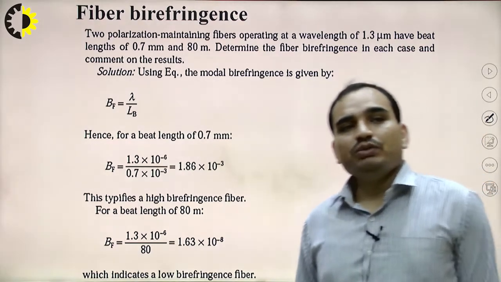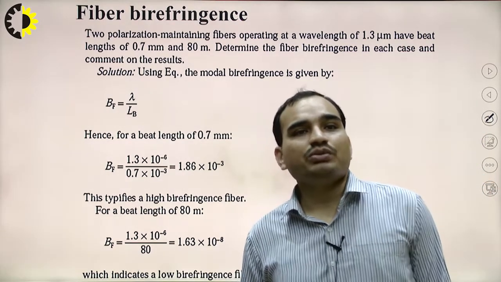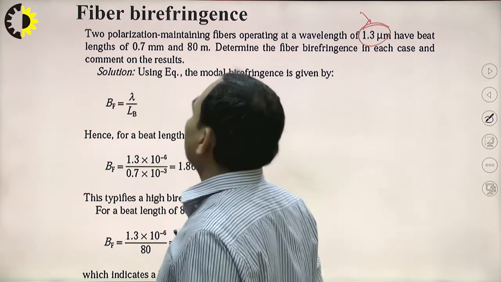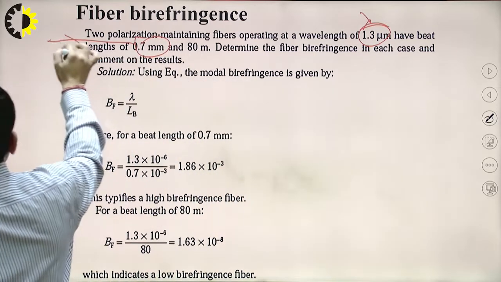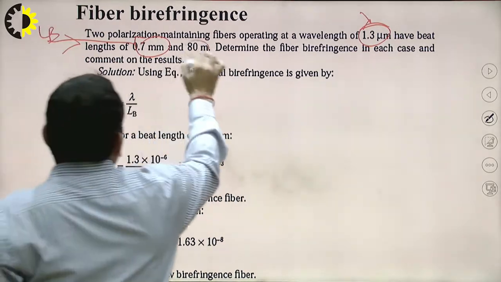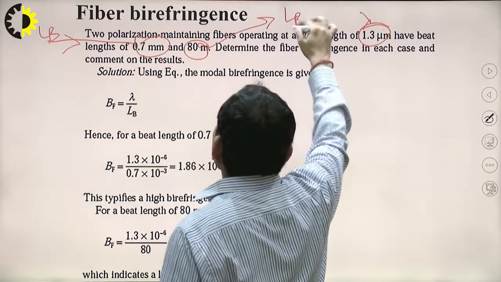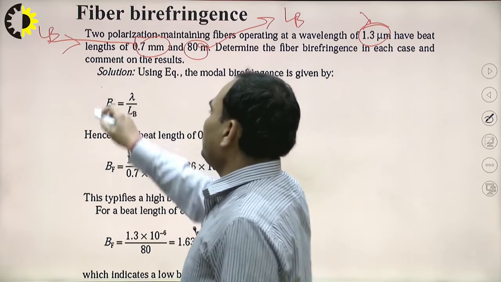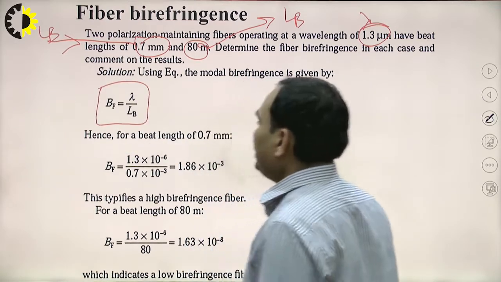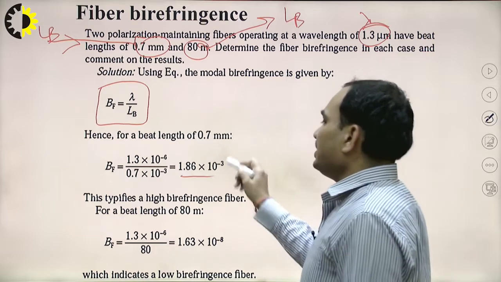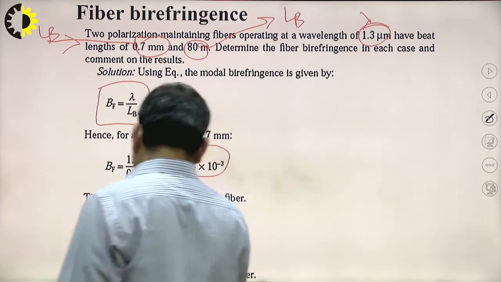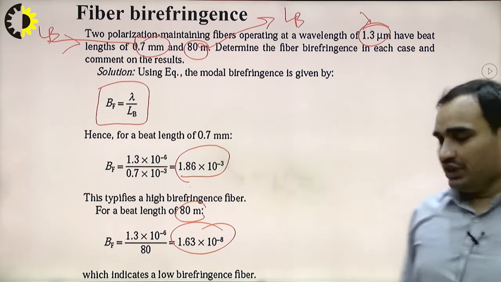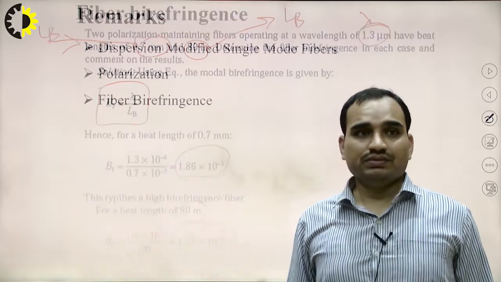There is one more numerical. Two polarization maintaining fibers operate at a wavelength lambda of 1.3 micrometer and have beat lengths LB of 0.7 and 80 meters. So there are two beat lengths. Determine the fiber birefringence in each case and comment on the result. We have the formula Bf equals lambda by LB. Substituting the values, we are getting 1.86 for the first. For the beat length of 80 meters, we are getting 1.63 into 10 to the minus 8, which indicates low fiber birefringence.